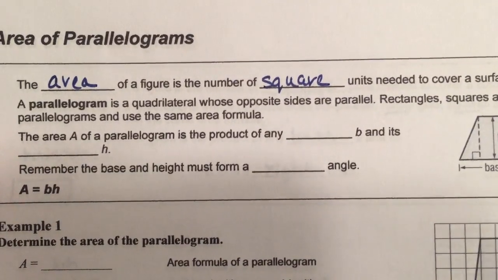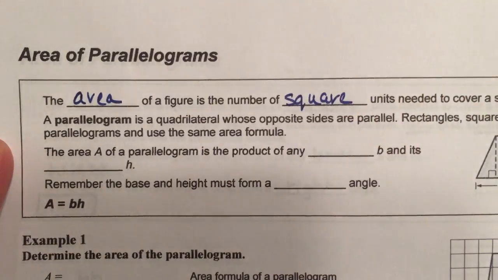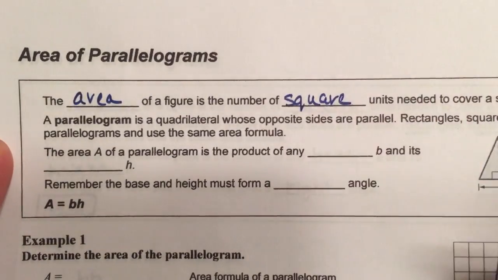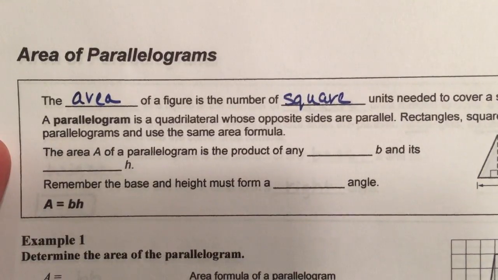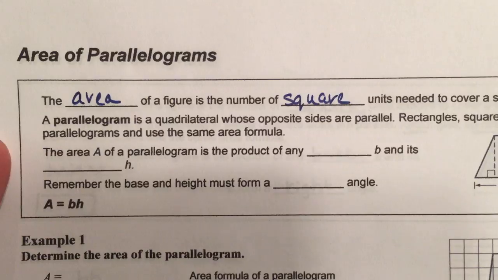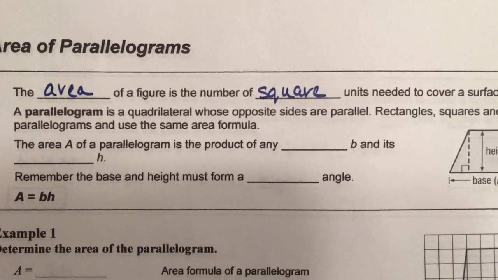Alright, so perimeter, if you've done perimeter before, that would be the distance around something, like a fence around the yard. Area would be the number of square units it takes to cover like a floor or tiles, like square tiles in a bathroom or something like that. That's a measure of area.